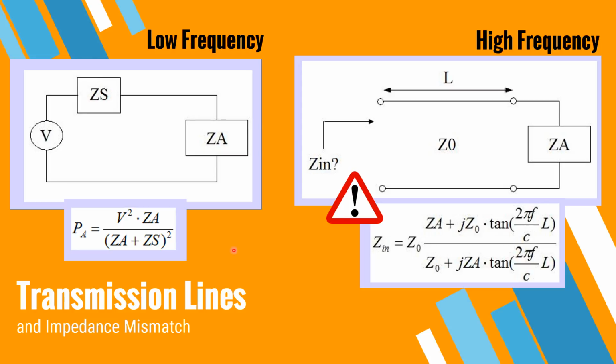In general, for maximum power to be transferred from the generator to the antenna, the ideal value for the antenna impedance should be the same as the source impedance, and that's observed in this equation on the left-hand side.